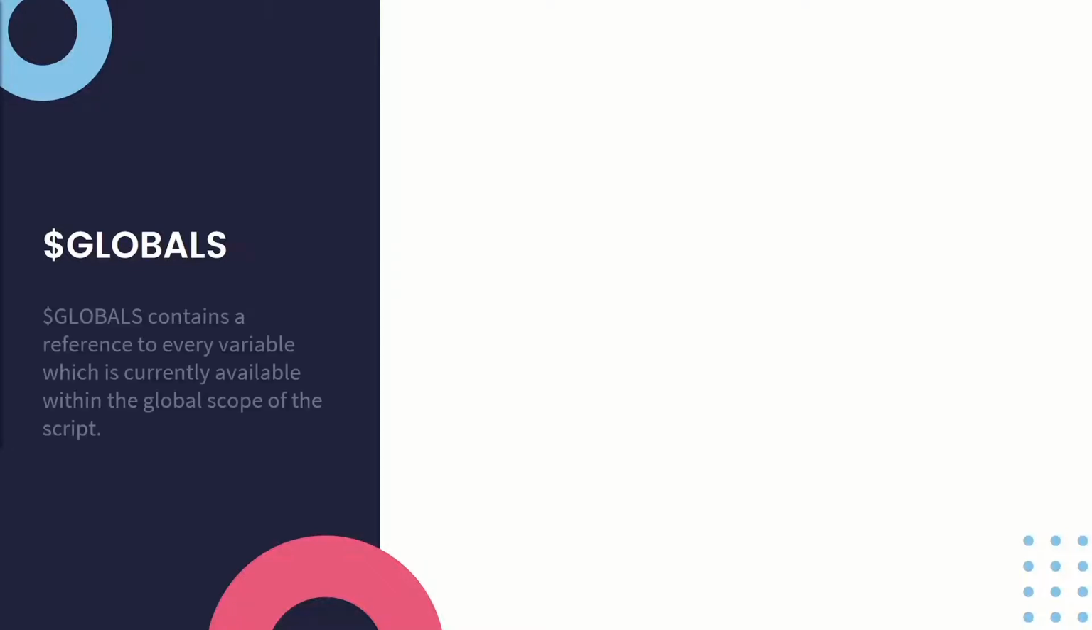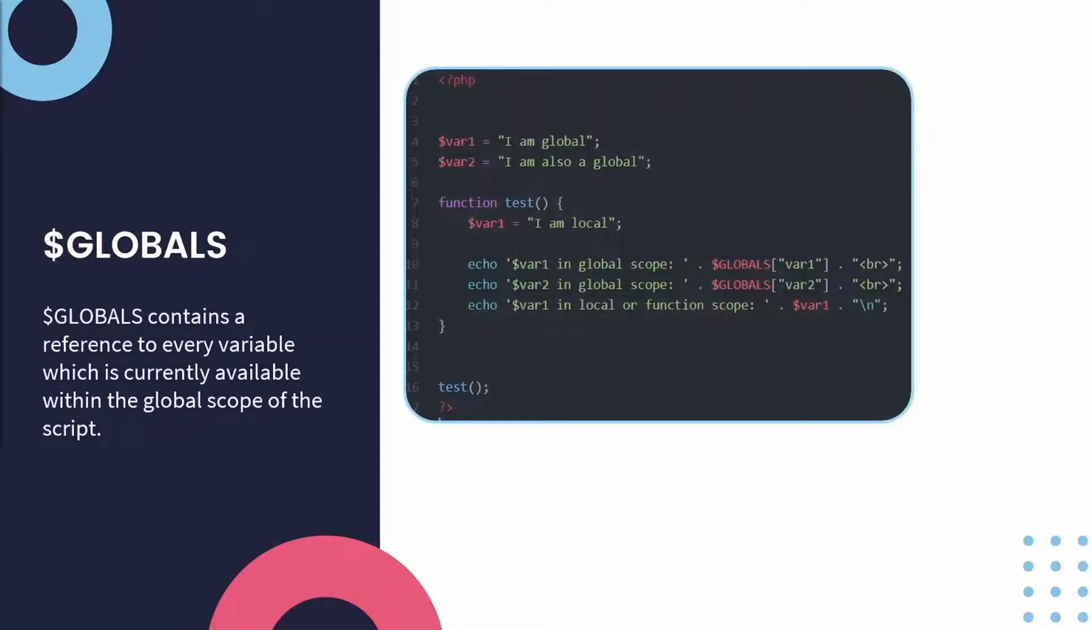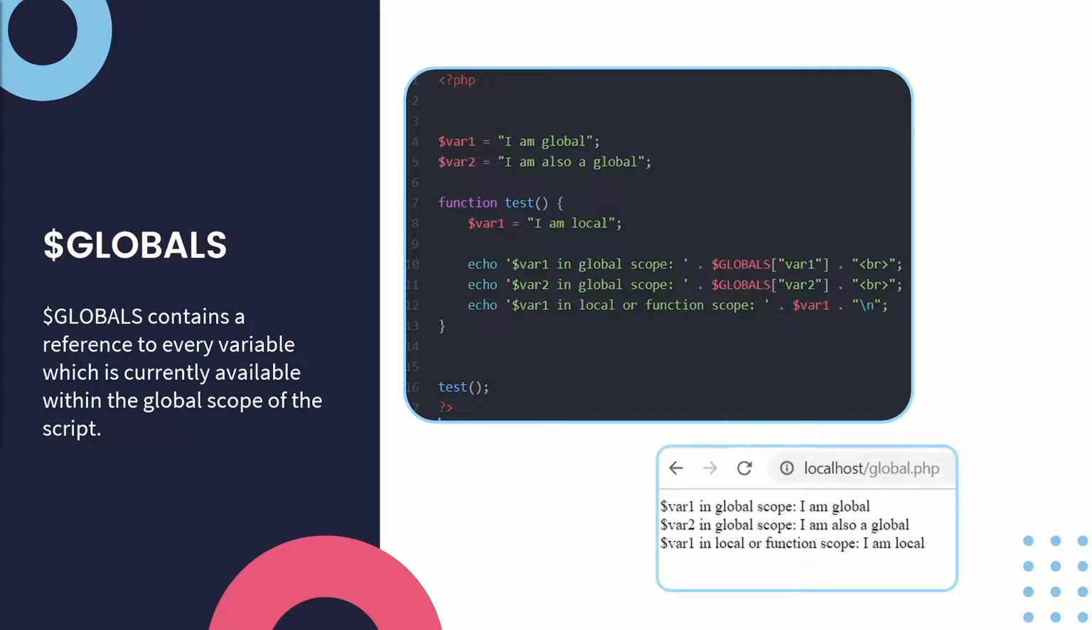Now, we first have our globals. And essentially, the globals contains a reference to every single variable which is currently available in the global scope of the script. The keys of this array are the names of the global variables. And here we have an example of what the output looks like. You'll notice that we have two globals here, and they are formatted as arrays with key value pairs, namely var1 and var2. So where do we get this?